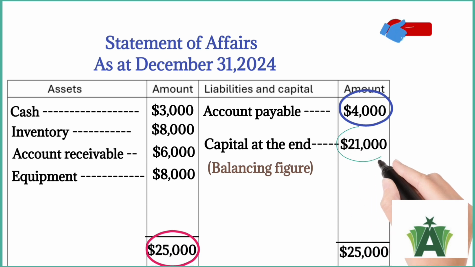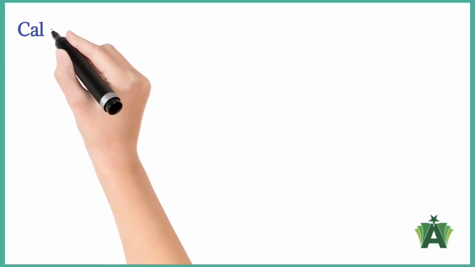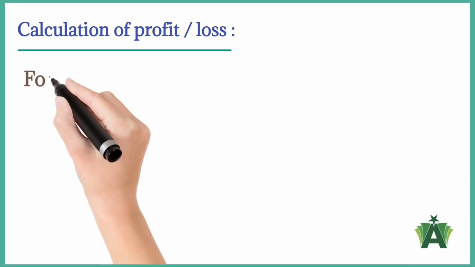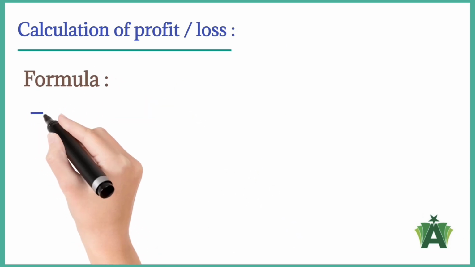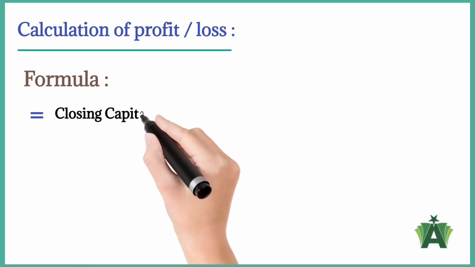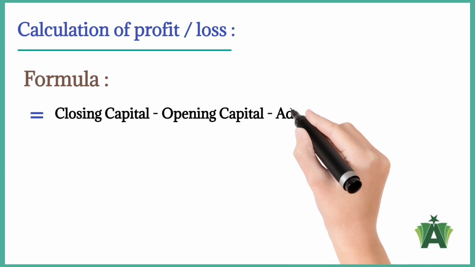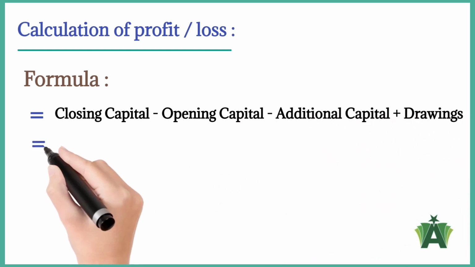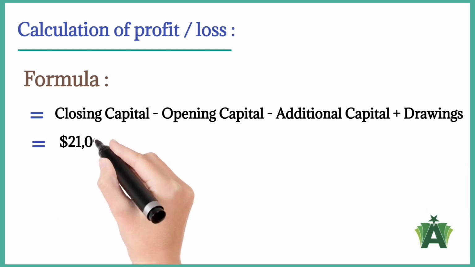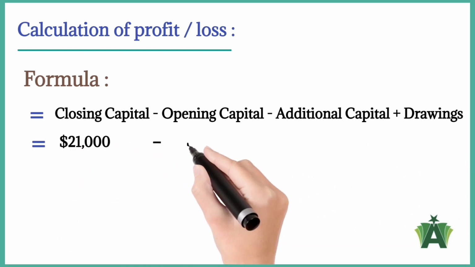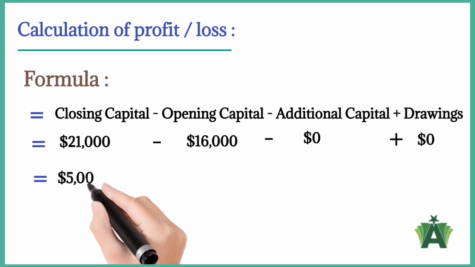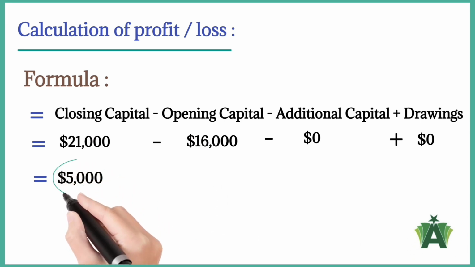of $21,000. Calculate profit or loss using the statement of affairs method. The formula is profit or loss equals closing capital minus opening capital minus additional capital plus drawings. Substituting the values, profit or loss equals closing capital $21,000 minus opening capital $16,000. Therefore, John's business made a profit of $5,000 for the year.